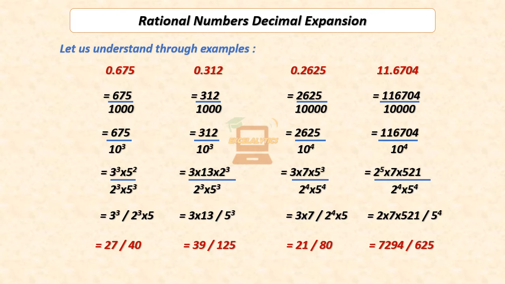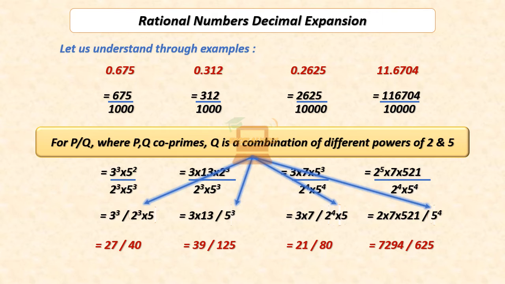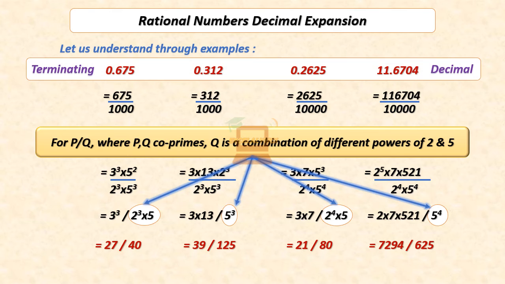But wait. Can you see a pattern developing? When we have converted a real number with a terminating decimal expansion into a rational number of the form p by q, where p and q are co-primes, the prime factorization of the denominator, that is q, has a combination of either powers of only 2, or 5, or both. This happens because powers of 10 can only be factorized into powers of 2 and 5 as prime factors. This holds true not just for the handful of examples we have covered till now, but for all real numbers that have a terminating decimal expansion.